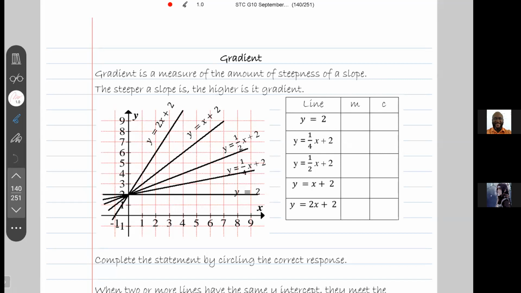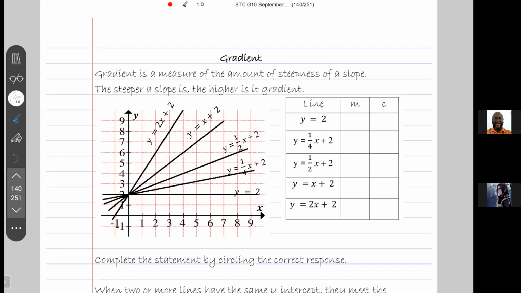It is a measure, and a measure was always designed to tell you something. So, for example, your speed limit, 80 kilometers per hour, your speed, it is a measure. It's designed to tell you something. So, gradient is a similar thing. Gradient is a measure of the amount of steepness of a slope. Gradient is telling you how steep something is. The next point is this: the steeper a slope is, the higher is its gradient.